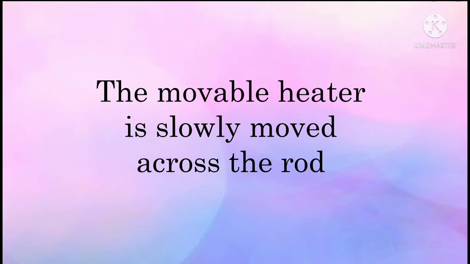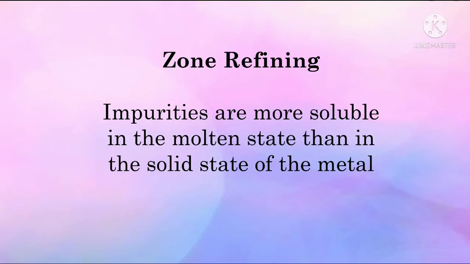Here the principle is that the impurities present in that particular metal are more soluble in the molten state than in the solid state of the metal. This is the most important point you have to remember. That is, the impurities present in the metal which we are refining or purifying are more soluble in the molten state than in the solid state of the metal.